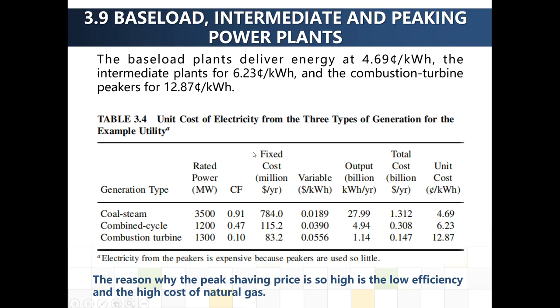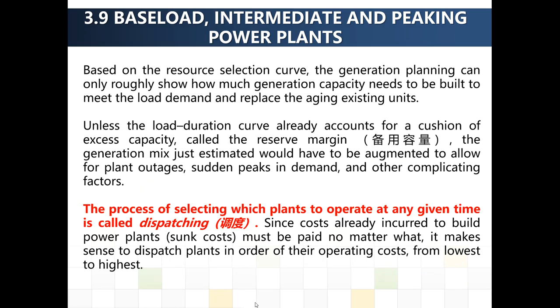So the reason why the peak shaving price is so high is because it has low efficiency, which means low operating hours and the high cost of natural gas. Based on the resource selection curve, the generation planning can roughly show how much generation capacity needs to be built in order to meet the load demand.